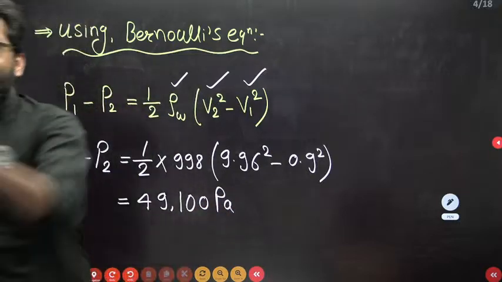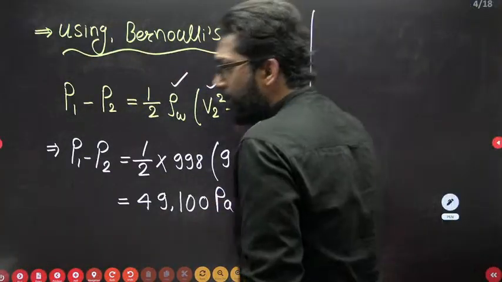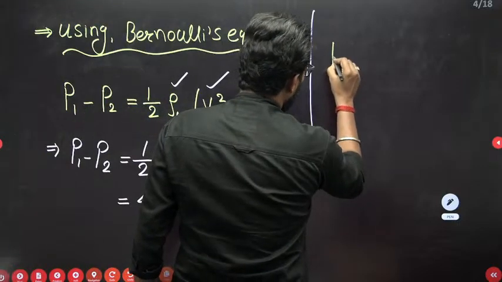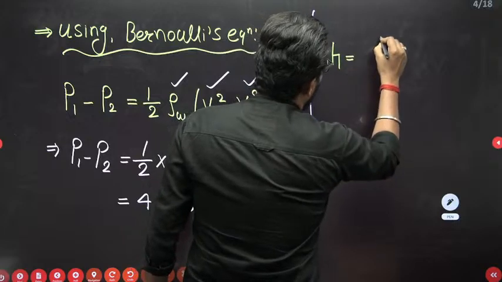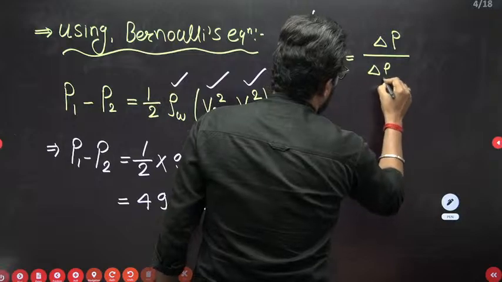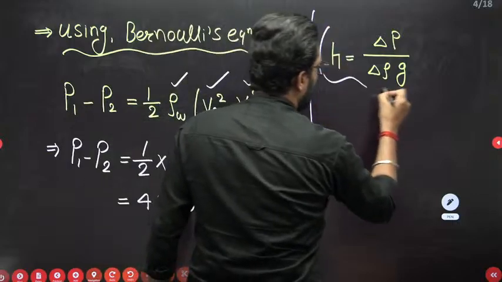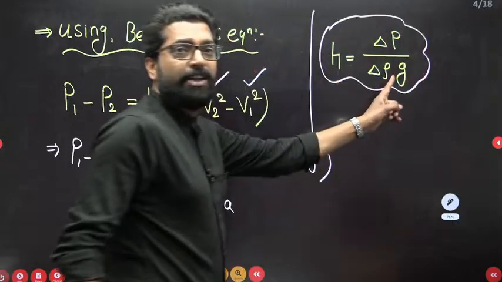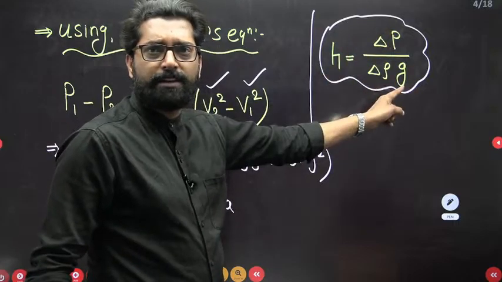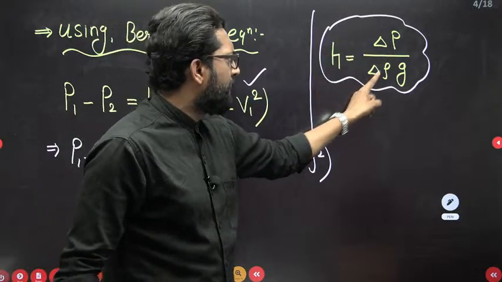Once you have a pressure difference, you can easily find the manometric deflection. What is the manometric deflection, beta? H. See the beauty, very important. Delta P by delta rho into G. This is your manometric deflection. This is the formula. Why delta rho? Because the density is different. So delta P is equal to rho GH. You know that P equal to rho GH. So H is equal to delta P by delta rho into G.